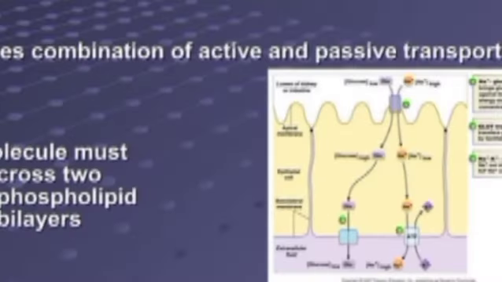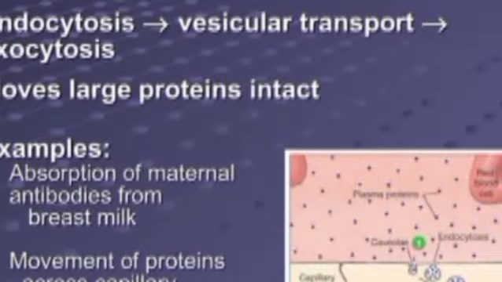Next we will discuss movement through epithelial transport. This transport uses a combination of active and passive transport. A molecule must cross two phospholipid bilayers. Apical and basolateral cell membranes have different proteins, like the Na+ glucose transporter on the apical membrane and Na+ K+ ATPase only on the basolateral membrane.